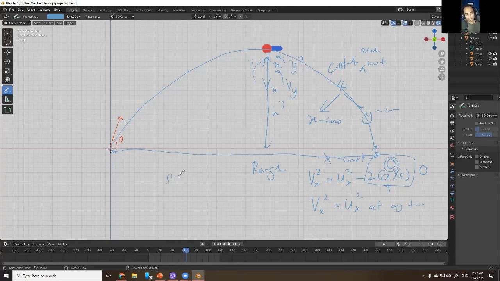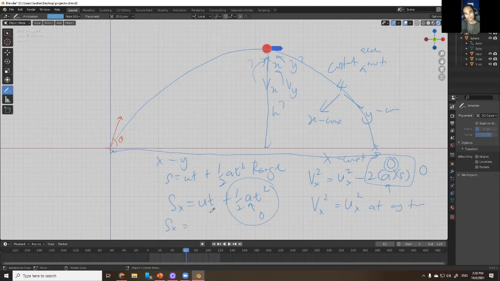Next, s equals ut plus 1 over 2 at squared. This one can be used in the x component and also in the y component. For x, sx equals ut plus 1 over 2 at squared. Because in the x component, left and right does not have any acceleration, this is 0. So the whole thing over here is 0, so sx equals ut.